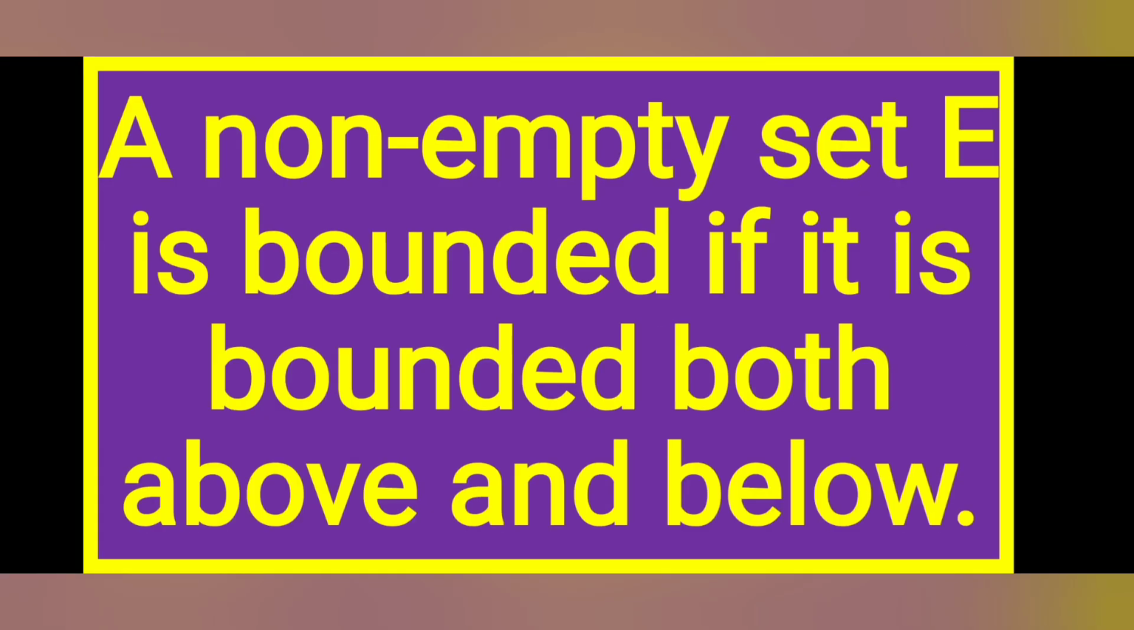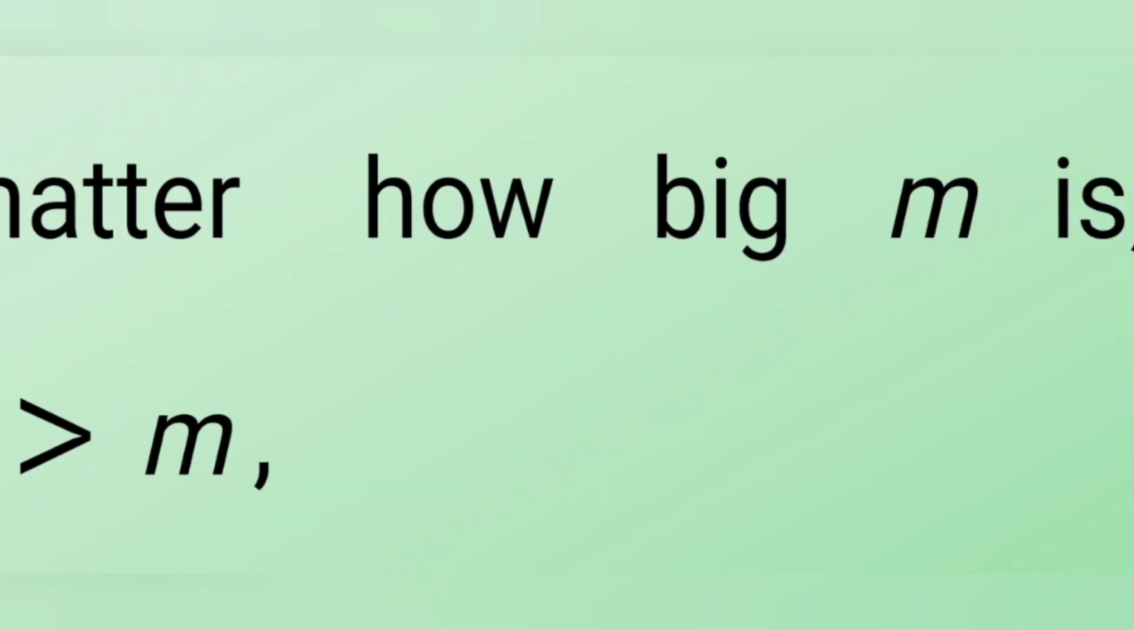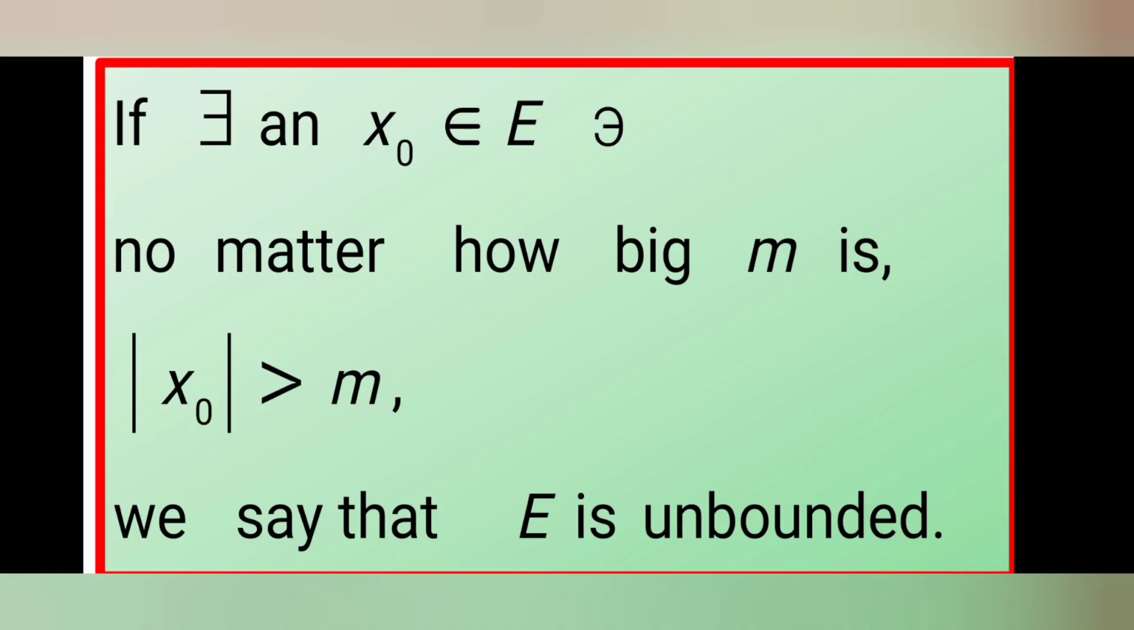A non-empty set E is bounded if it is bounded both above and below. If there exists an x0 in E such that no matter how big m is, the absolute value of x0 is greater than m, we say that E is unbounded.